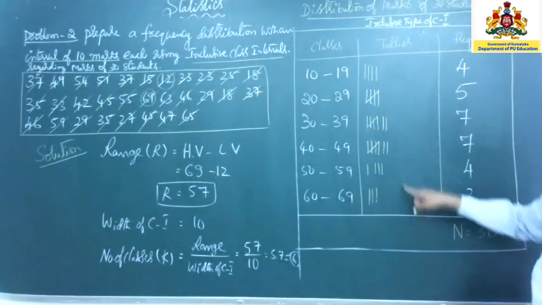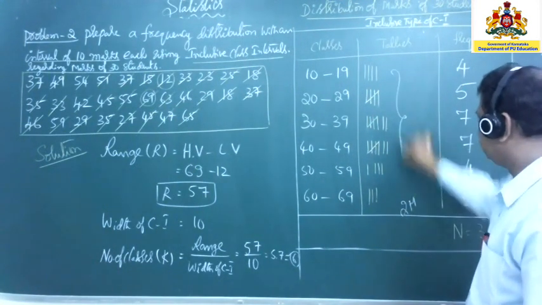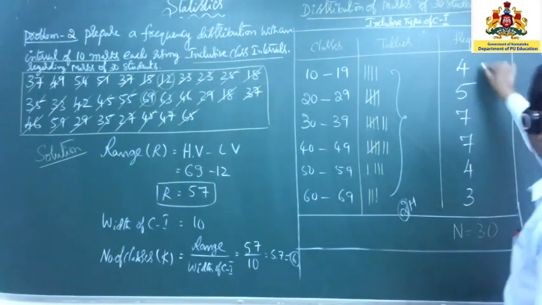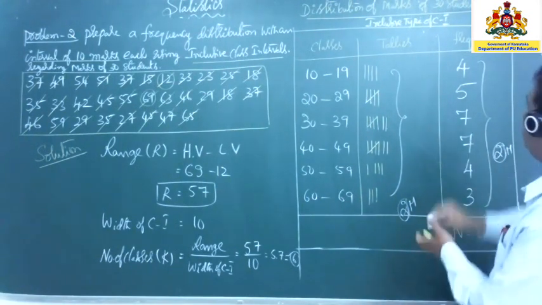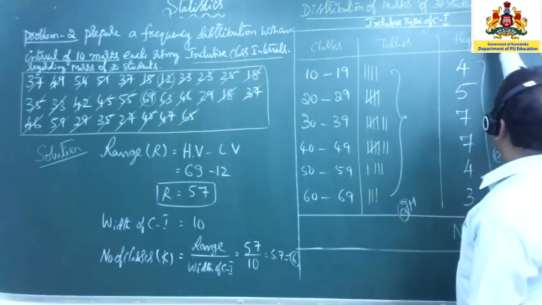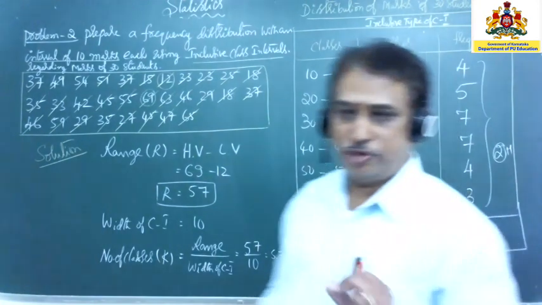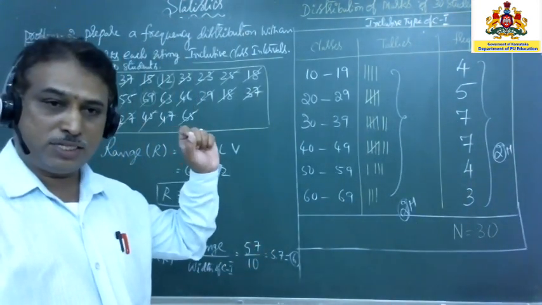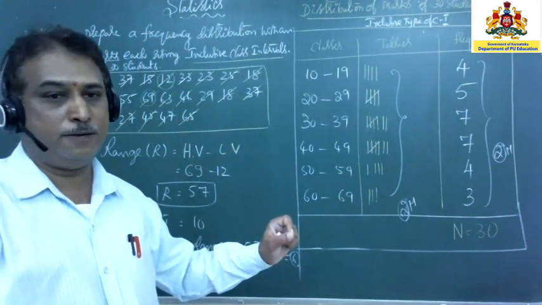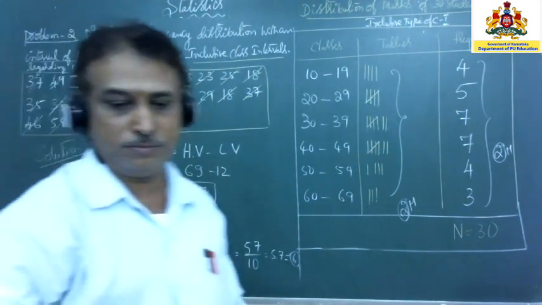This tallies contains 2 marks. Next, this frequencies contains 2 marks. The total, the suitable heading contains 1 mark. This is the total worth of 5 marks. Section E starts from the 41st question. It is the definite question for 5 marks.